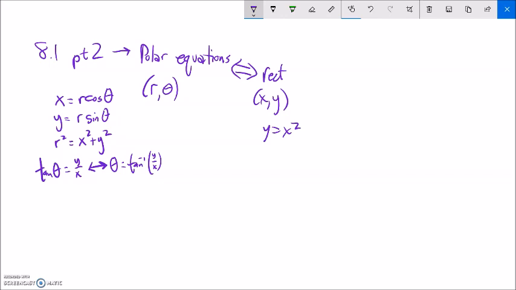What we're used to doing is writing equations like y equals x squared and knowing that that's a parabola. So what we can do is write equations in terms of r and theta, the ways that r and theta are related to each other. And that'll give us a whole group of shapes as well.